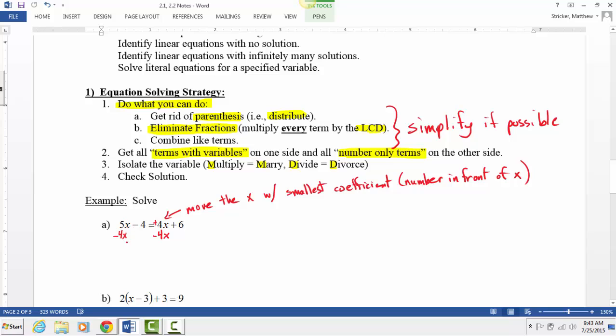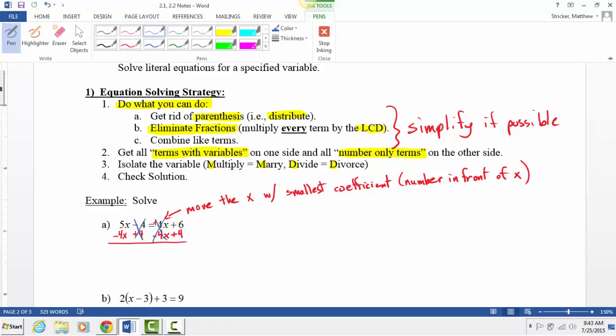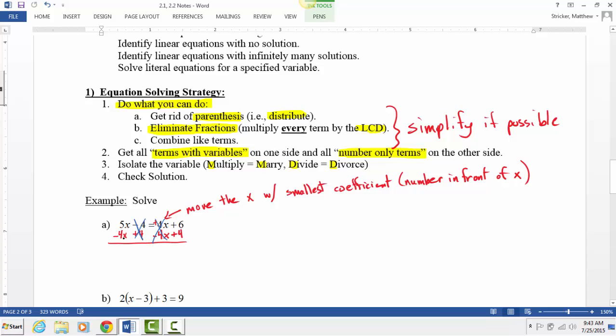If I have all my x's on the left, then my numbers need to go over here, which means this negative 4 has to go. It's a negative 4. The opposite of negative 4 is positive 4. Now let's go ahead and cancel what cancels here. Negative 4 and positive 4 are opposites. Those cancel. And positive 4x and negative 4x, those are opposites. Those cancel. So what we have left here is 5x minus 4x, which is 1x. And on the right-hand side, we have 6 plus 4, which is 10.